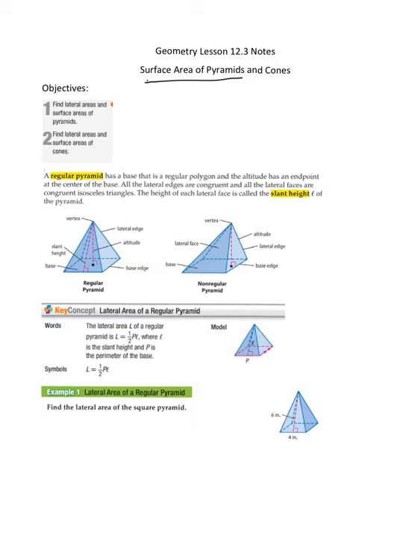Today we're going to talk about surface area of pyramids. We'll hit cones tomorrow, so just focusing on the pyramids today. Lateral area as well as surface area.